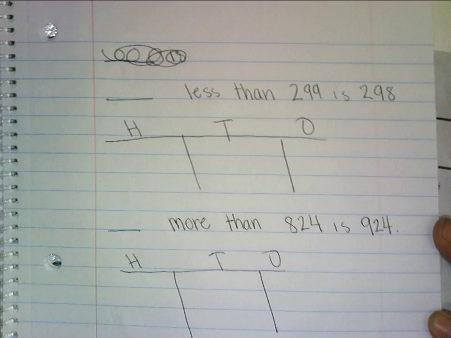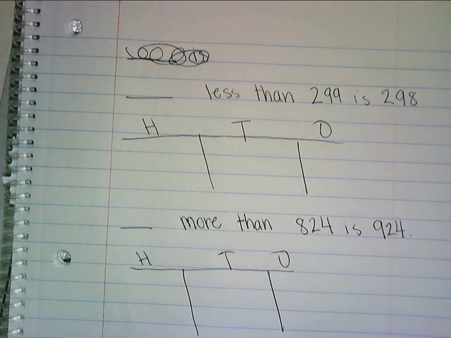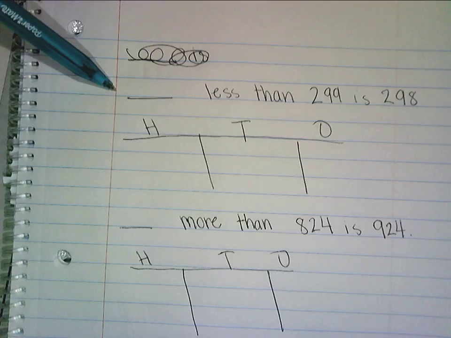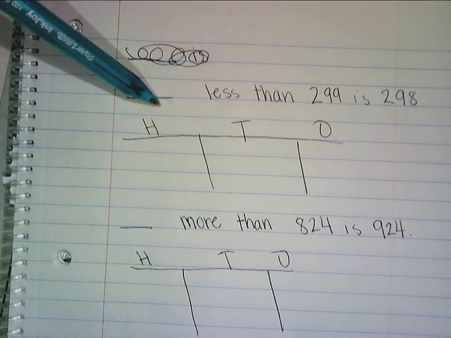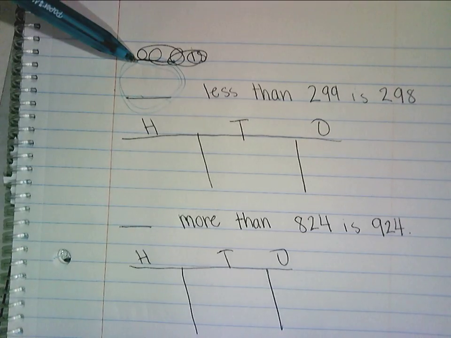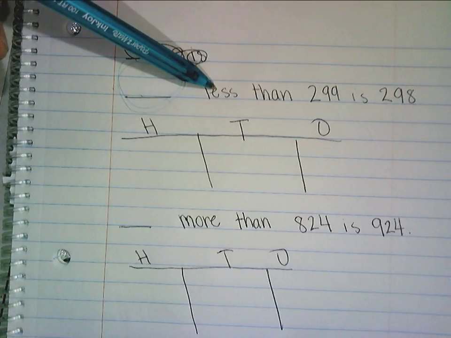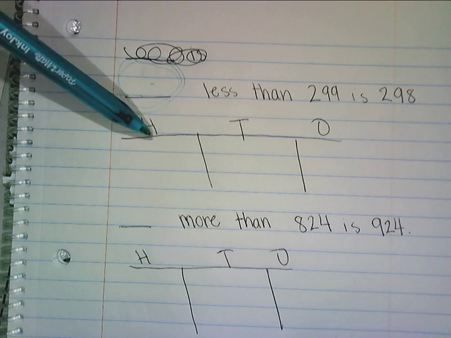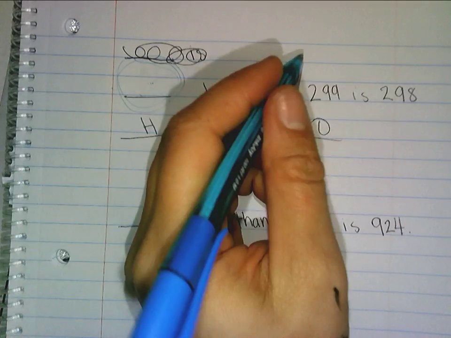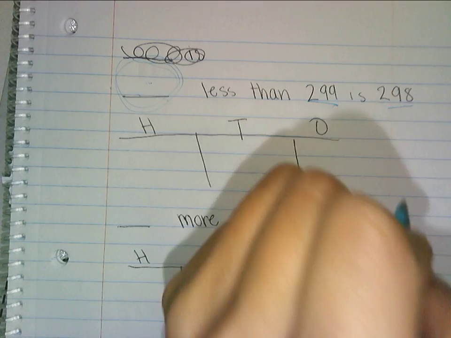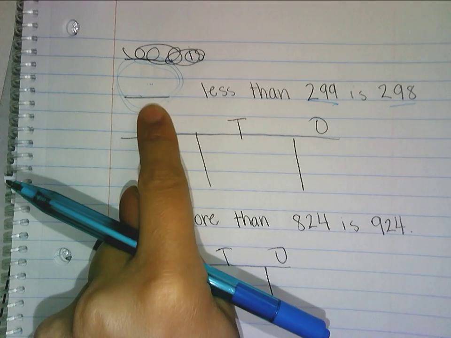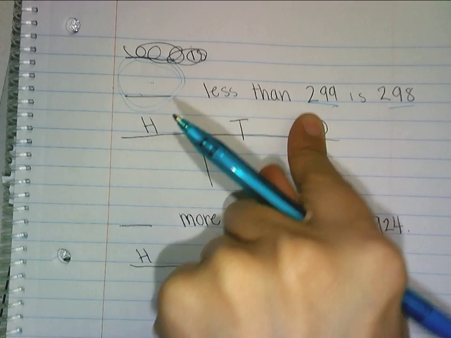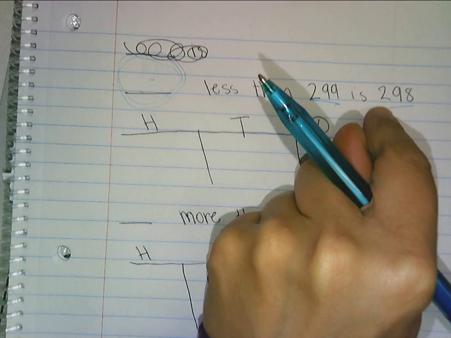Okay? One more thing. You need to be able to figure out if it's 1, 10, or 100 that goes in that first part. And if it says less, you need to figure out if it's 1 less, 10 less, or 100 less. The way you do that is you look at the numbers. It will give you the numbers. So it says, less than 299 is 298.